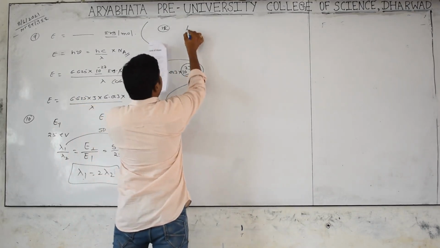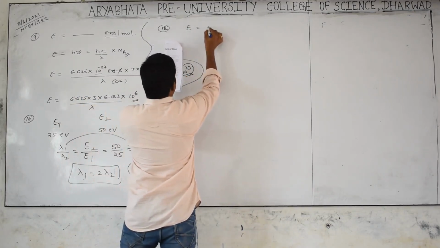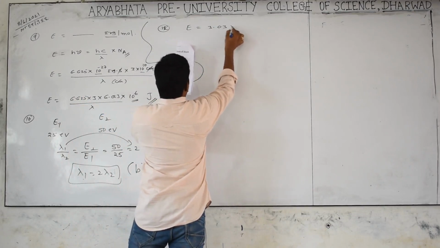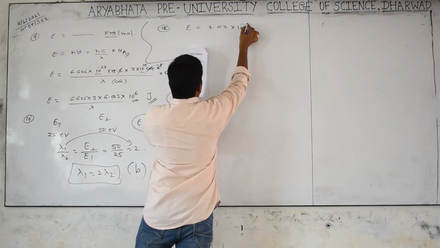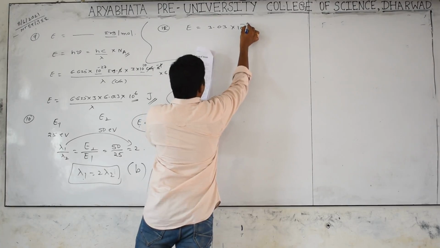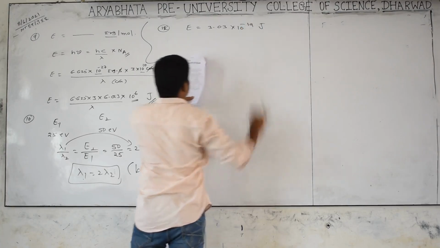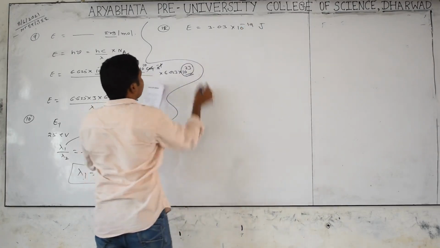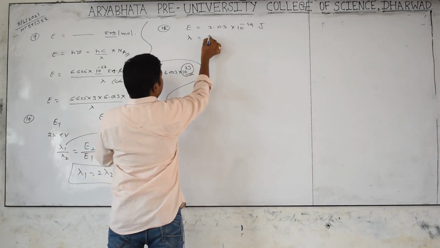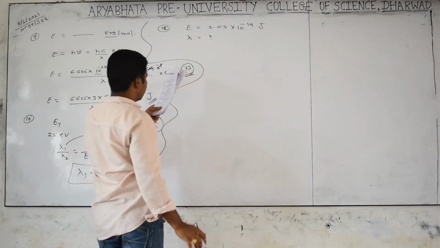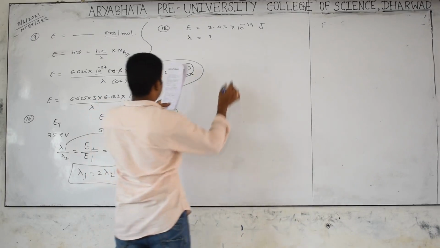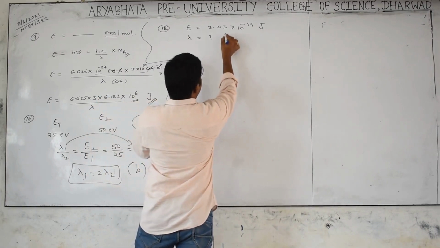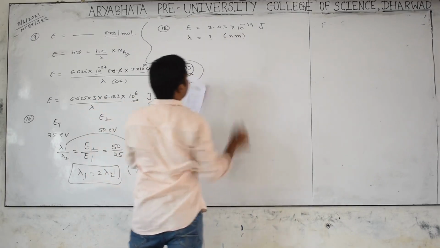12th question: energy E is equal to 3.03 into 10 to the power of minus 19 joules. The energy is given, and it is asking for the corresponding wavelength. The wavelength is the question mark, and that too in nanometers.